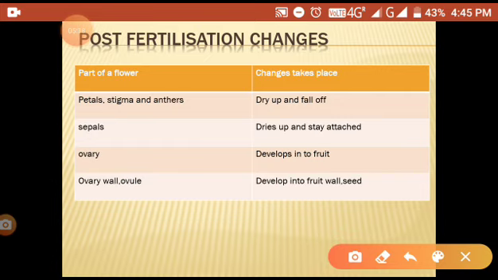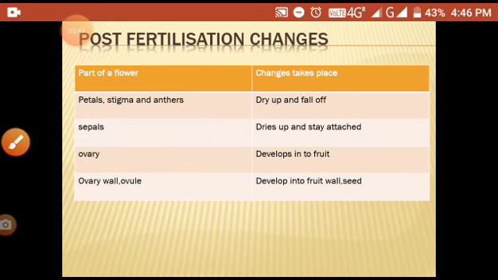What happens? Petals, stigma and anthers dry up. They dry up and fall off. You know very well, in flowers the petals dry up and they can fall off. Then sepals also dry up, and sometimes they may remain attached, or sometimes they also fall off. Then what happened to the ovary? It is very important. The ovary develops into a fruit.